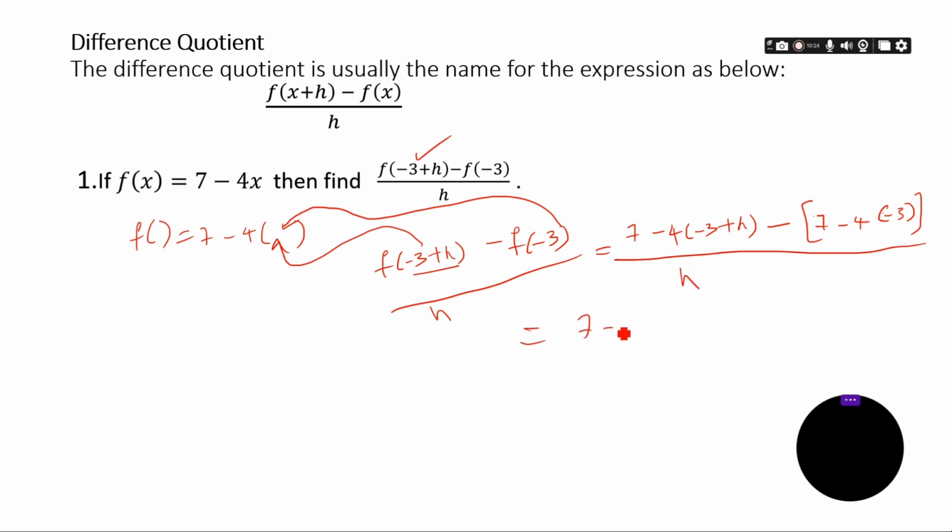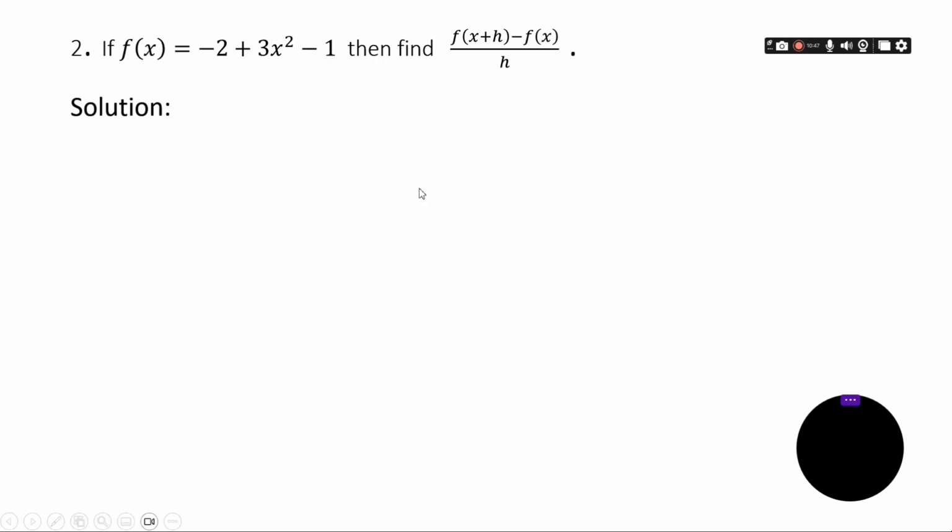So now you have to solve: 7 minus 4 times the bracket, plus 12, minus 4h, minus 7, plus 12, so it will be minus 12, divide h. 12 minus 12 cancel, 7 cancel, 4h divide h cancel, so 4 is the answer. Like this inshallah. One question will be in the exam like this for sure.